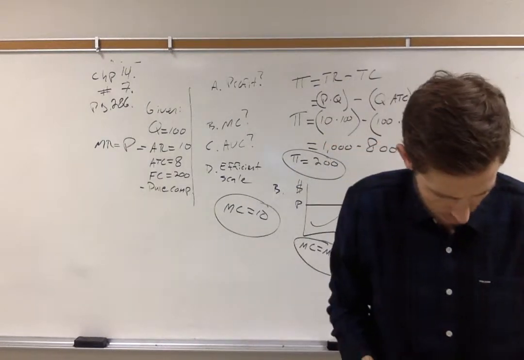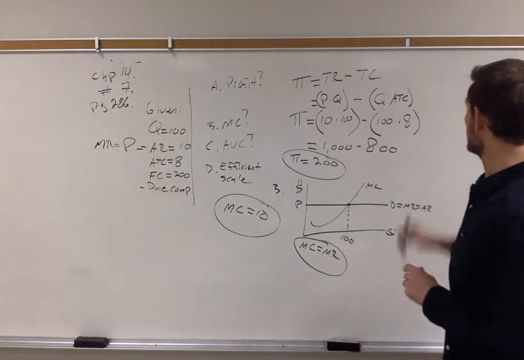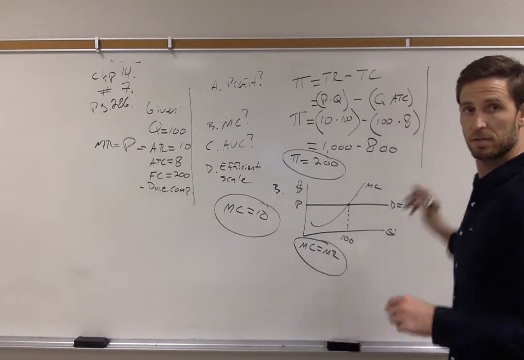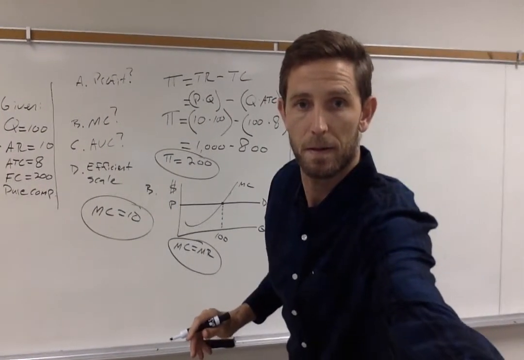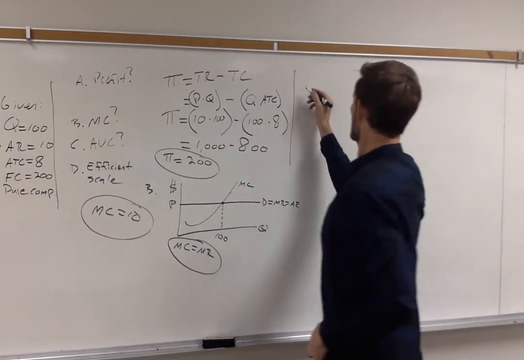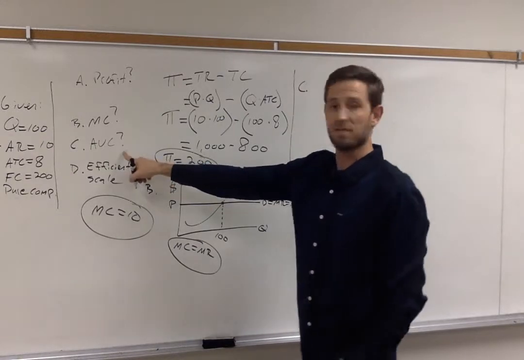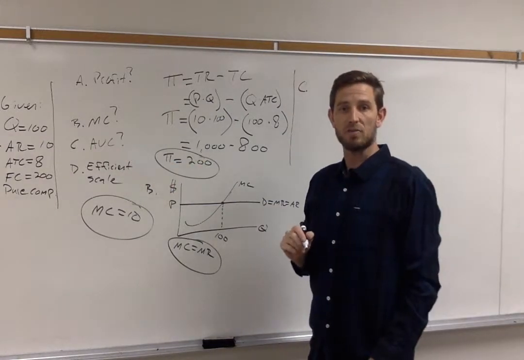All right, on to question C. Okay, can you see this over here? Tilt this a little bit. There you go. On to question C, where they're asking us, what's the firm's average variable cost?